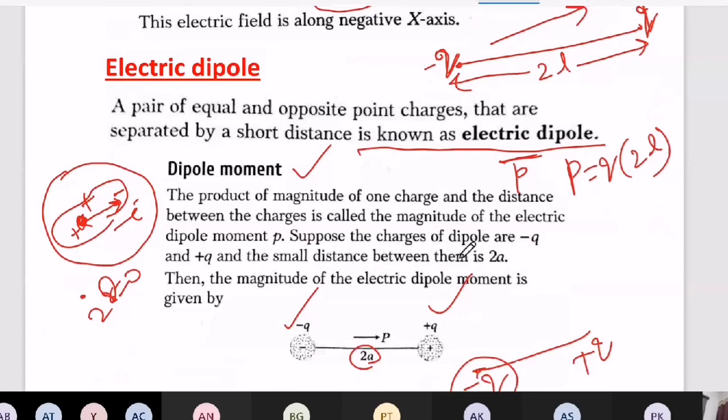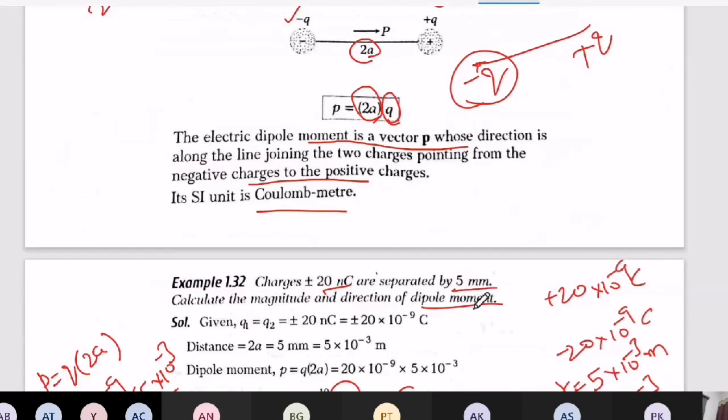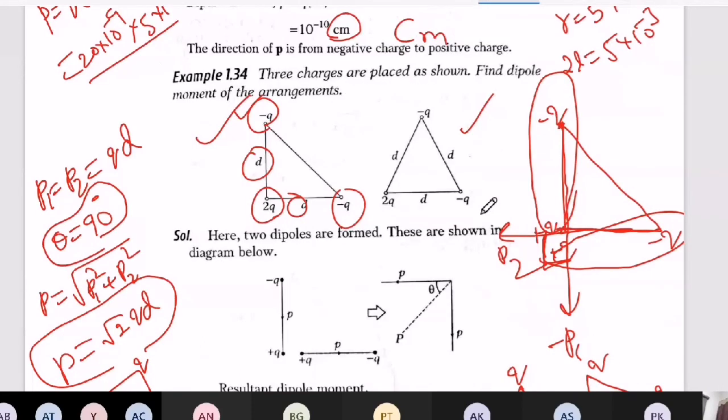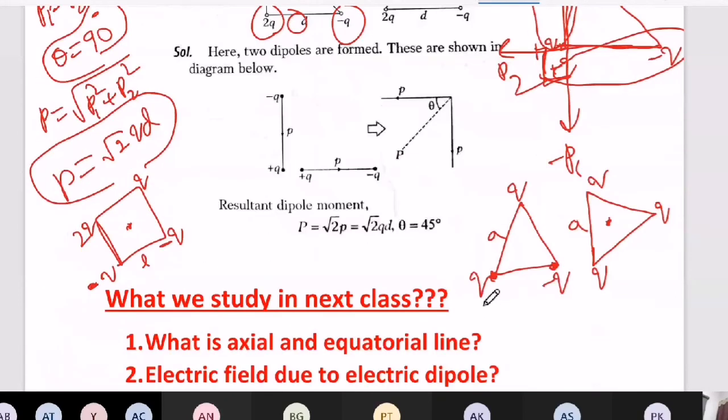Then you will understand. And we have just taken the introduction: what is an electric dipole and what is the electric dipole moment. We have taken one simple question on the electric dipole moment of an electric dipole, and how to find the electric dipole moment in the case of a combination of dipoles. Hidden combinations, they will not tell you directly. You should realize it from the given figure.